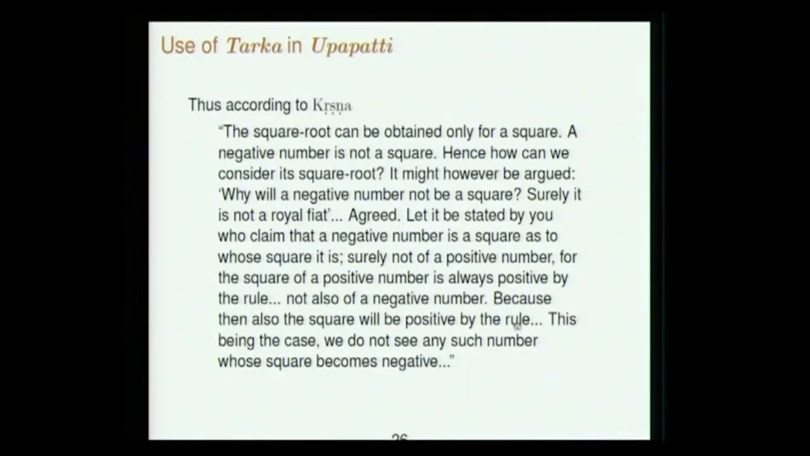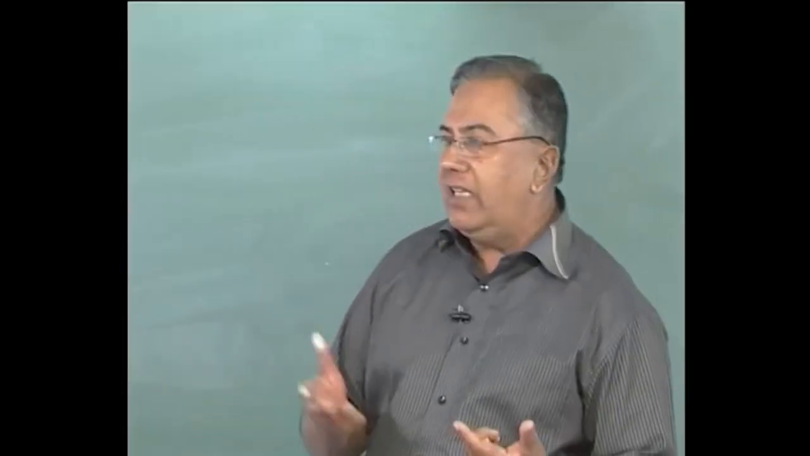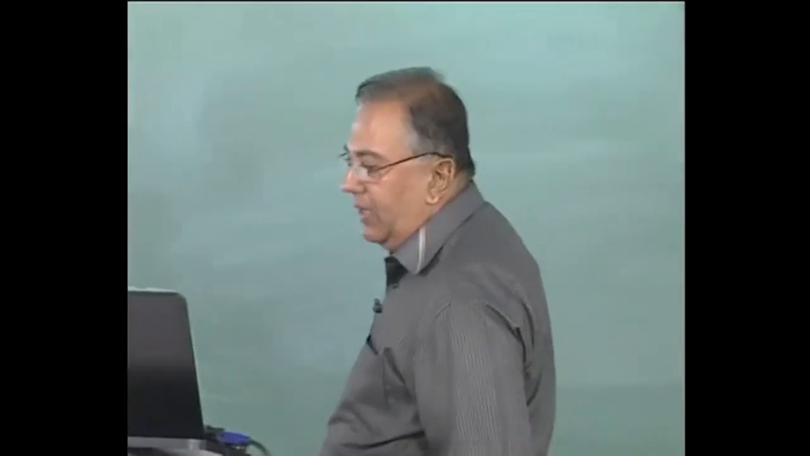The argument is very simple. Assume that a positive number is a square root of a negative number. It cannot be, since the square of that is positive. Assume a negative number to be the square root of a negative number. That cannot be, its square is positive. So there is really no number which is the square root of a negative number. Therefore, a negative number does not have a square root. This is a standard argument of proof by contradiction, and this is employed.